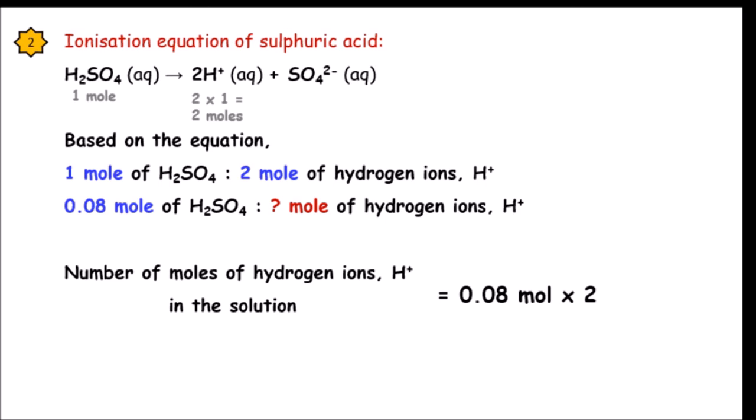Okay, so number of mole of the hydrogen ion is equal to 0.08 mole times 2. So you will get the number of mole of the hydrogen ions in the solution is 0.16 mole. Can you get the correct answer? Okay, very good. Good job.